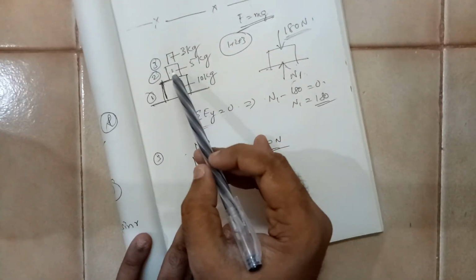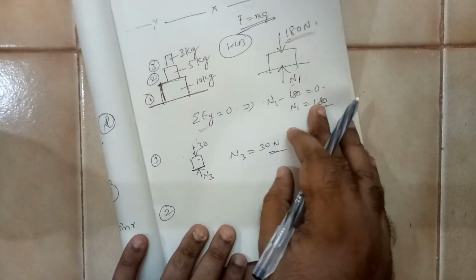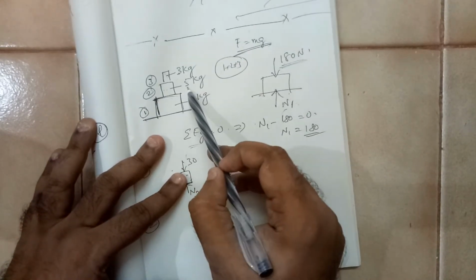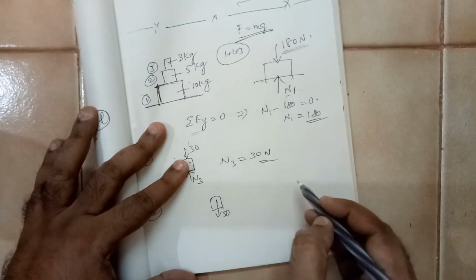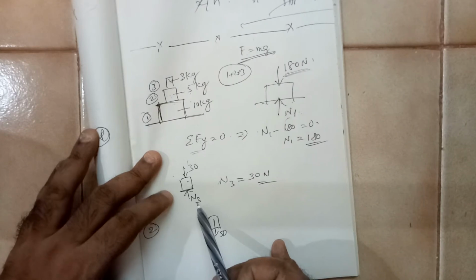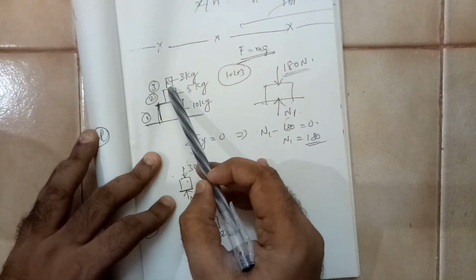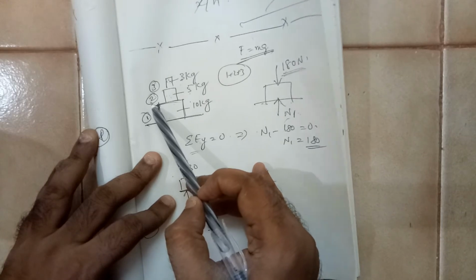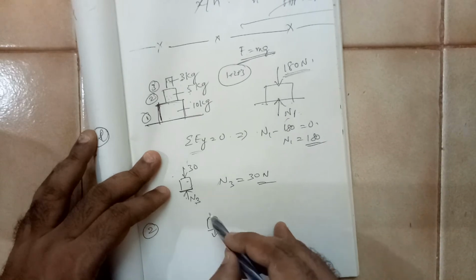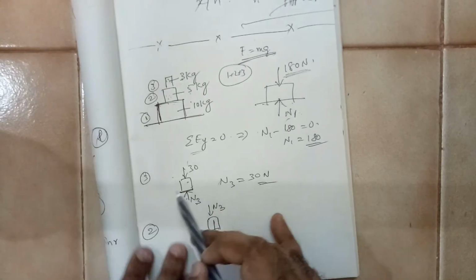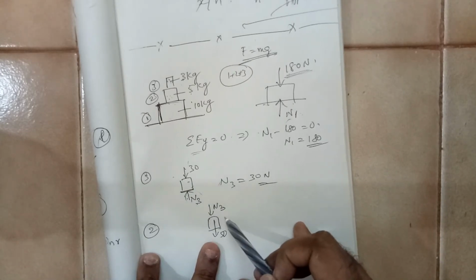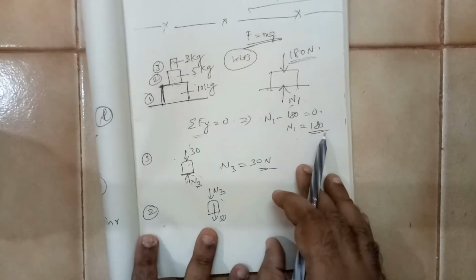Then we will take the free body diagram for block 2. So you have to draw block 2, which is 5 kg, that means 50 newtons will be acting downward. Now between block 3 and block 2 there was a normal reaction N3. On block 3 there is a normal reaction because of 2. Similarly, on block 2 there will be a normal reaction because of 3, in the opposite direction. On block 3, N3 is acting upward; equal and opposite will be acting on block 2. N3 will be acting downward.